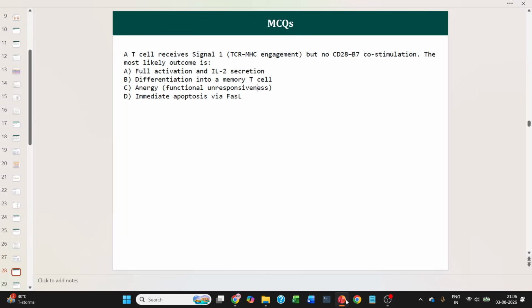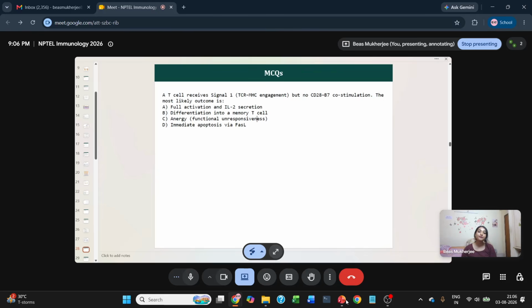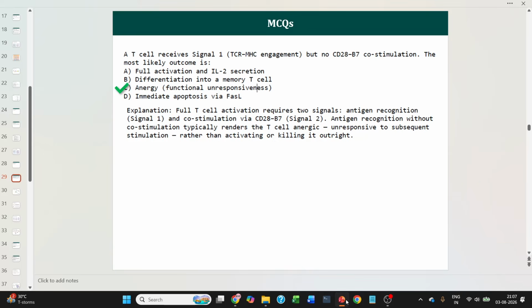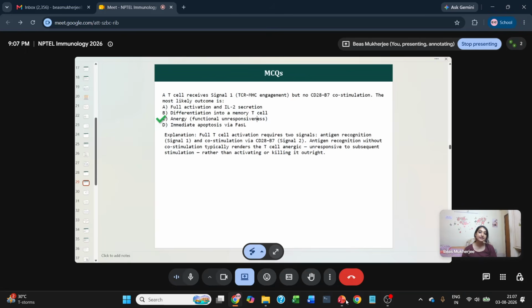Now we have a small MCQ regarding this. A T cell receives signal 1, that is T cell receptor and MHC engagement, but no CD28-B7 co-stimulation. The most likely outcome is option A, full activation and IL-2 secretion. Option B is differentiation into memory T cell. Option C is anergy, that is functional unresponsiveness. And option D is immediate apoptosis via Fas ligand. Okay. So the right answer in this case would be option C, that is anergy.